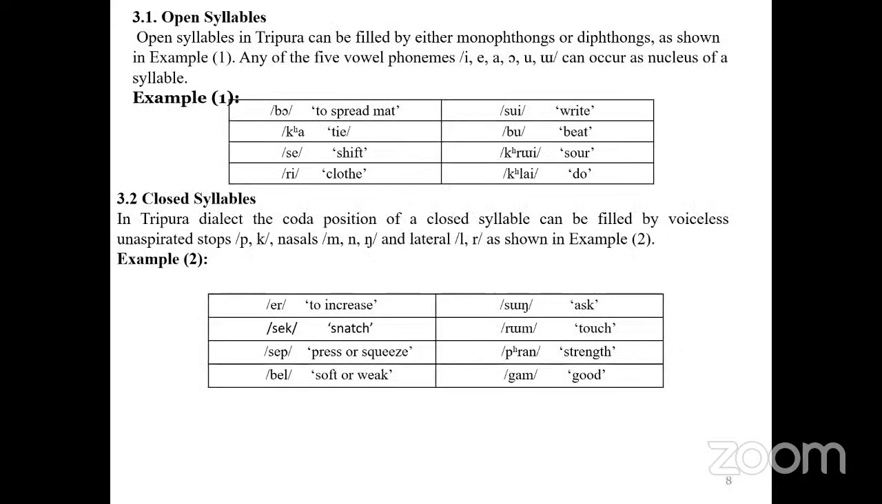Here I have given examples of open syllables: bo, to spread mat; sui, right; bu, beat; kri, sour; and klai, do. If we look at the closed syllables, we can see here seng, ax; rum, touch; fran, strength; and bell, soft or weak. Next slide.